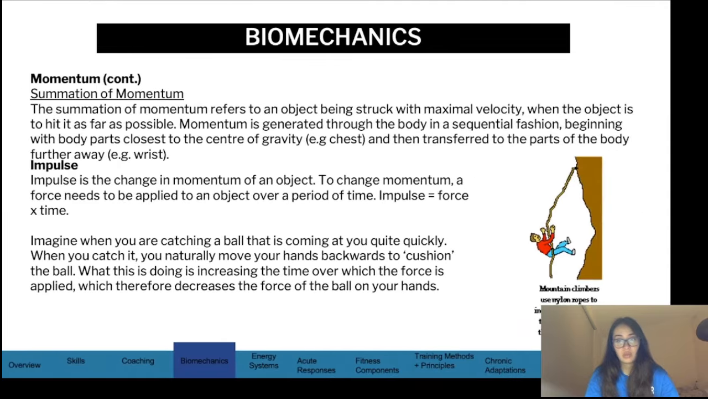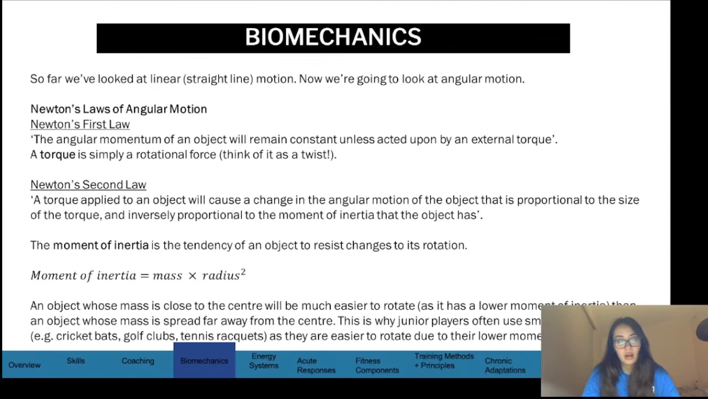So we're nearly an hour through. So far we've looked at linear, or straight line, motion, and now we're going to look at angular motion. It's very similar to linear motion, but you'll see that some of the definitions are changed a bit. So the angular momentum of an object remains constant unless acted upon by an external torque instead of force. You might notice that we can replace the word force pretty often with torque in rotational or angular motion.